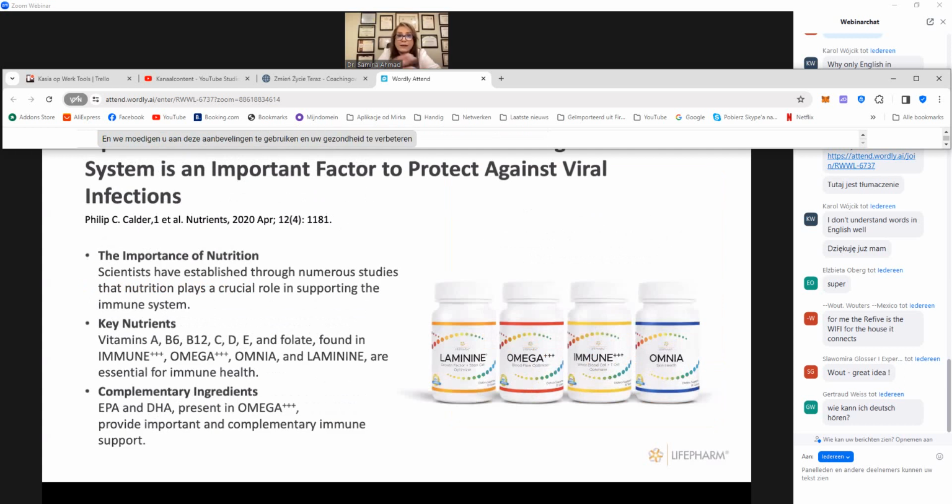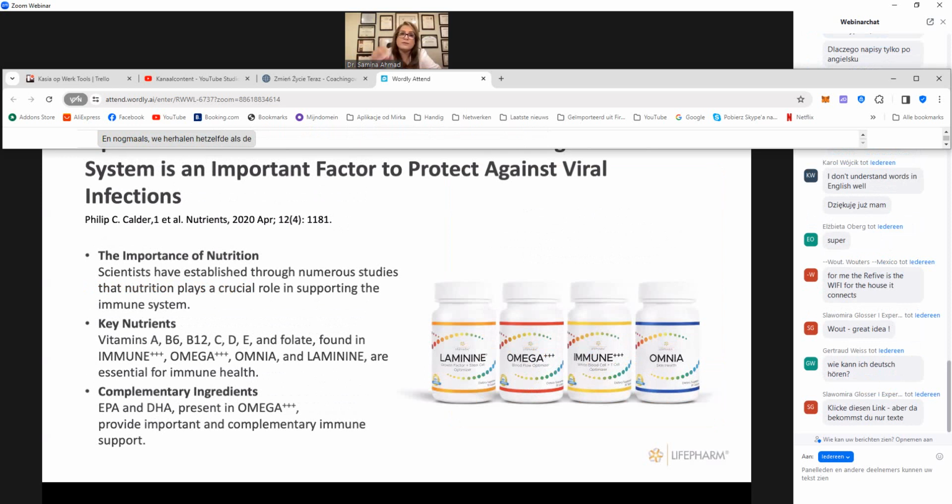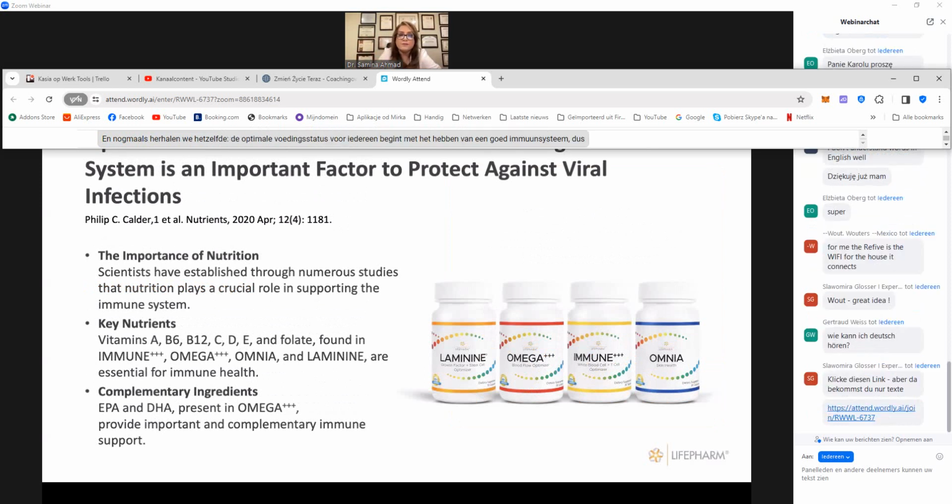And once again, we are repeating the same thing, that the optimal nutritional status for anyone starts with having a good immune system so you can fight all the viral infections. And many studies have happened, which we have proof of, to say that good nutrition plays a crucial role in improving your immune system and supporting it.